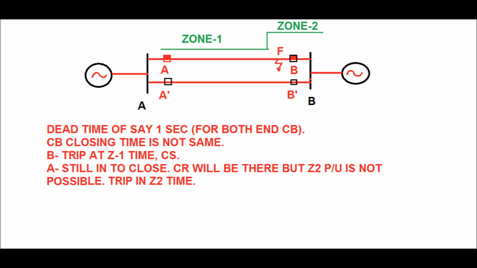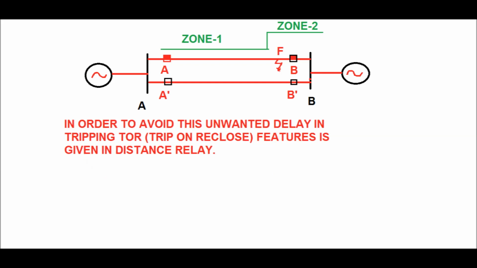That is, TOR is applicable for auto reclose on a faulty line. Therefore, in order to avoid unwanted delay in tripping, the TOR, that is trip on reclose feature, is given in the distance relay. Switch on to fault is for manual reclosure of the circuit breaker, and TOR is for auto reclose of the circuit breaker. That is the difference between SOTF and TOR.